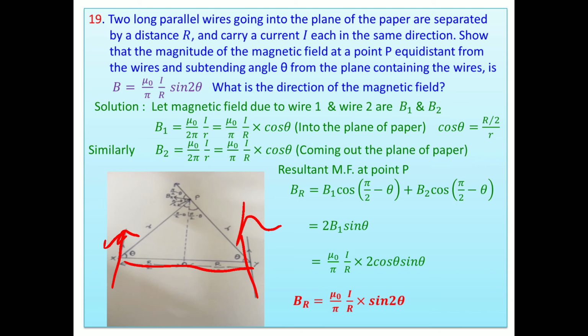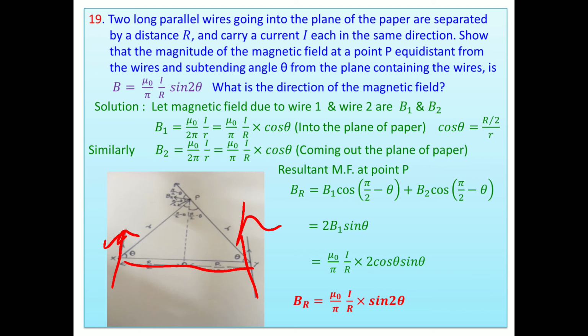Now show that the magnitude of the magnetic field at point P, equidistant from the wires, look here, this point P is in the plane of the paper. It is equidistant from here and here. So draw a perpendicular here, then this is r by 2 and here is also r by 2. Equidistant from the wires, in the plane containing them, B equals mu naught upon 4 pi, I upon r sin 2 theta. What is the direction of the magnetic field? The magnetic field direction is to be calculated, as well as you have to show this.